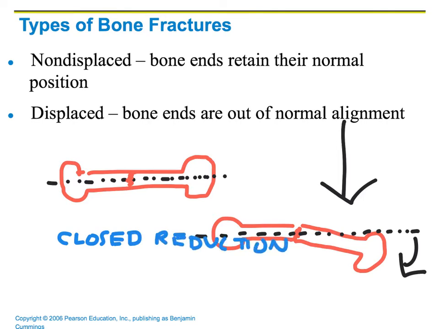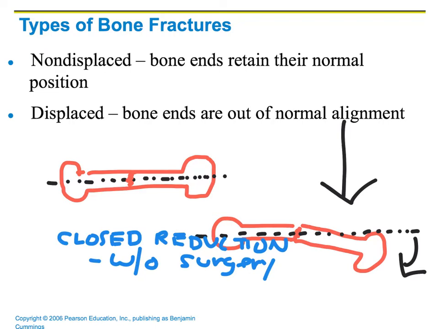This is where, in essence, the doctor lays his hands on the person and aligns the bones himself, and then casts the fracture from there. So this is intervention without surgery. This would be where the alignment is not severe and where the bones are easily manipulated near the surface of the body.